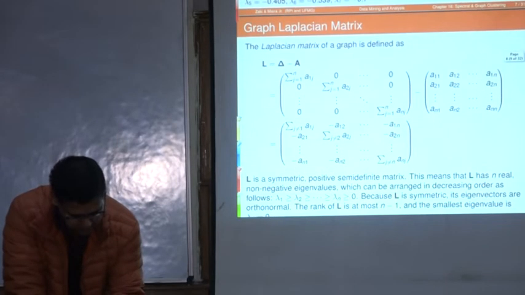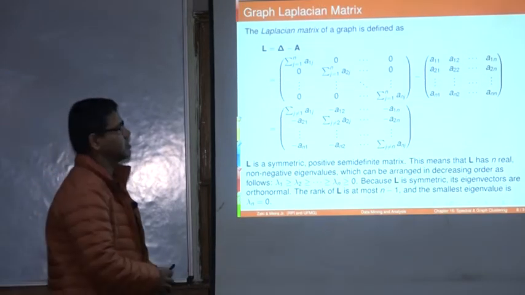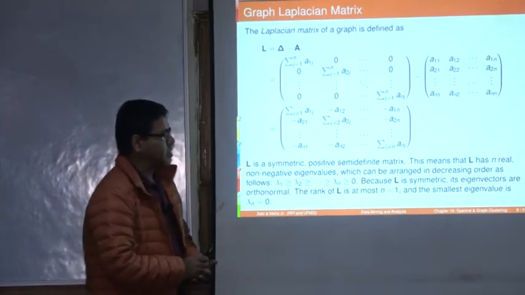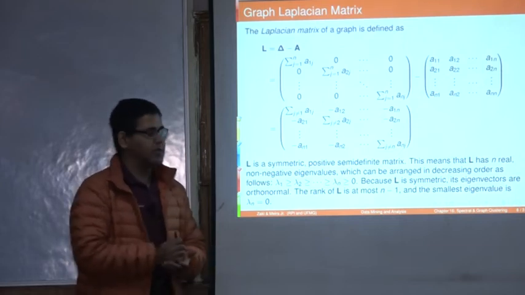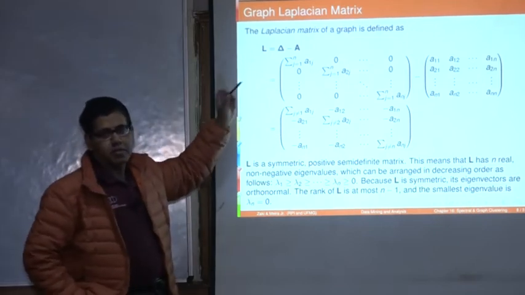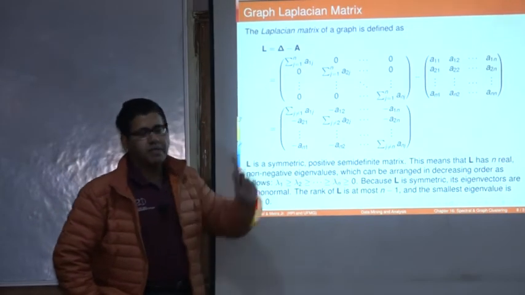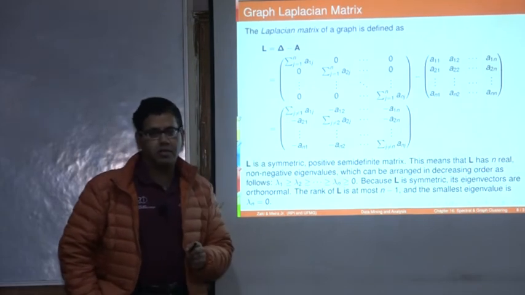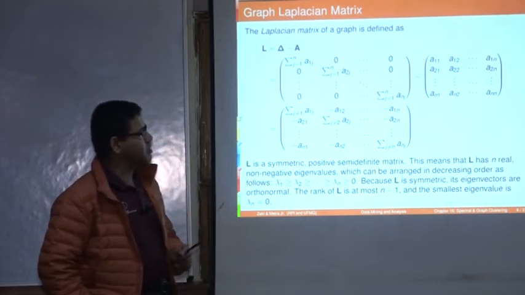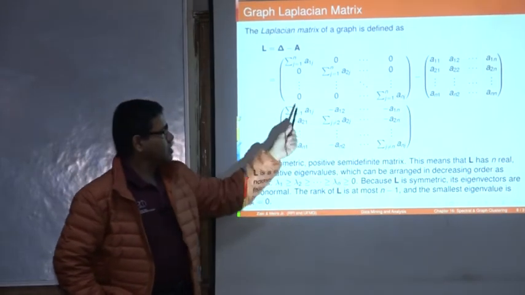Now we come to a very, very important matrix. It's called the Laplacian. This is a fundamental matrix because it's a very nice matrix in the following sense. First of all, let me define it and then I'll talk about its properties. This matrix is defined to be the degree matrix minus the adjacency matrix. So delta minus A: that's your degree matrix, that's your adjacency matrix. You subtract them out and what do you get?